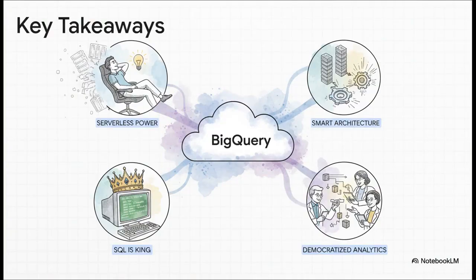Okay, let's wrap this up. What are the key things to remember? 1. Serverless power. It lets you focus on insights, not infrastructure. 2. The architectural genius. That combo of separating storage and compute with columnar storage is what gives you that incredible speed. 3. SQL is king. The language we all know and love isn't just for pulling data anymore, it's for building AI models. And 4. This whole thing democratizes analytics. It puts the power to answer huge questions directly into the hands of everyone, not just the tech gurus.